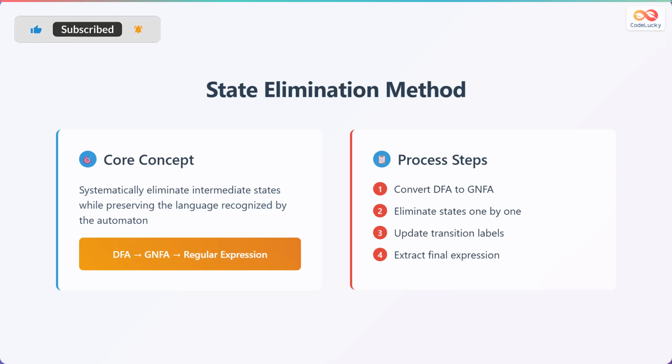Here are the process steps for the state elimination method. Step 1. Convert the DFA to a GNFA. Step 2. Eliminate states one by one. Step 3. Update the transition labels. Step 4. Extract the final expression.